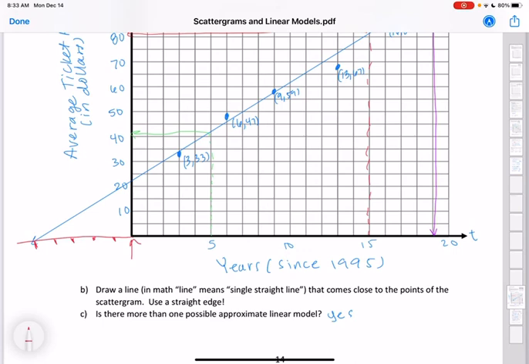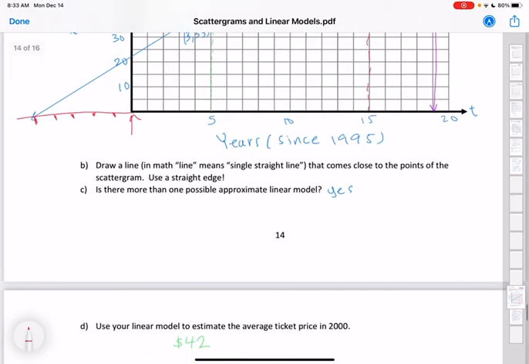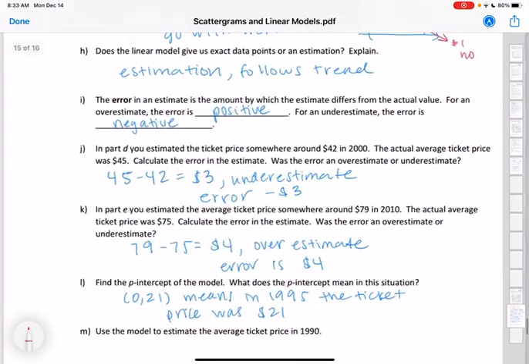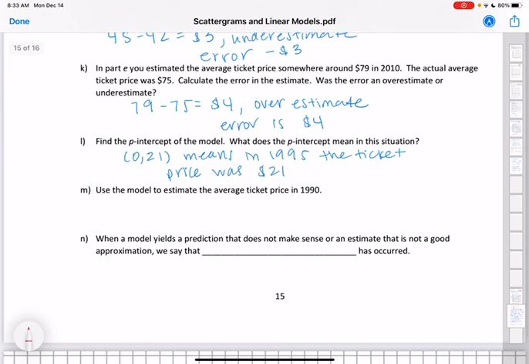So this time I think I got 0. Last time I think I got like $5. Let's go with the 0 since it seems to be what my graph looks like right now. So that estimates that the average ticket price was $0. Does that make any sense? That does not make sense.